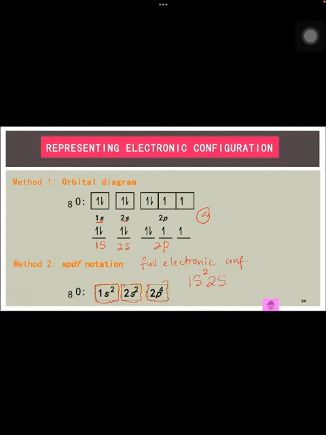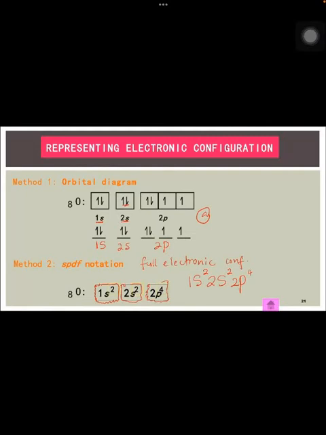Lepas tu followed by 2s. So dalam 2s ni ada berapa arrow? 2 kan? So kita akan raise it as superscript number. And then dalam 2p, cuba kira berapa arrow kat dalam tu? 4, madam. 4 kan? Jadi kita pun akan jadikan 4 as a superscript number here. So this one is what we call full electron configuration for oxygen. Okay, 1s2, 2s2, 2p4. So that's how we read it.